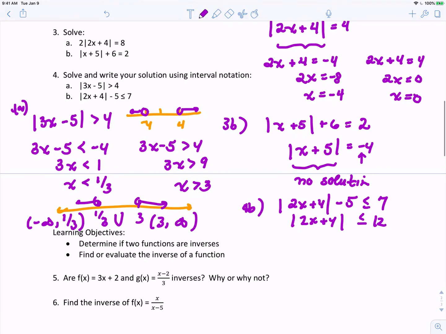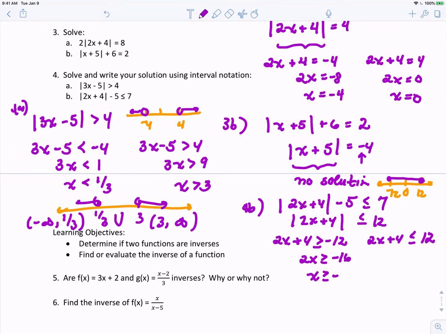If we think about where the numbers are on the number line that are less than 12 units from 0, we could draw a picture of where they would lie. Those numbers would be in here. And so let's write two inequalities that describe that region. Those numbers are greater than or equal to negative 12, and those numbers are also less than or equal to positive 12. We're just going to go ahead and solve these by subtracting 4 and dividing by 2.